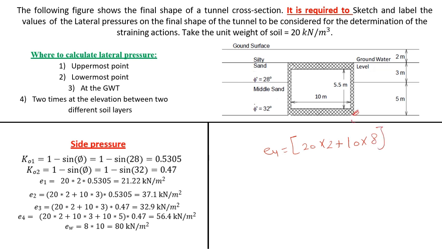the effective vertical stress will be 20 by 2 plus 10 by 8. And point number 4 lies within the bottom soil layer, which is middle sand, and it has a Ko value of 0.47. So you will multiply this term by 0.47. So E4, you will find that it's equal to 56.4 kilonewton per meter square.